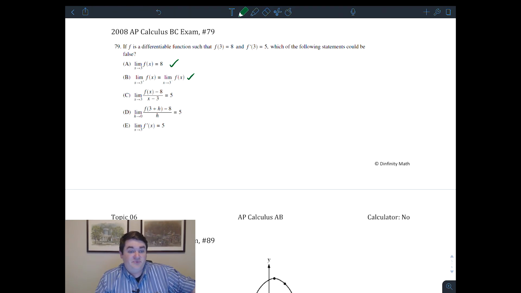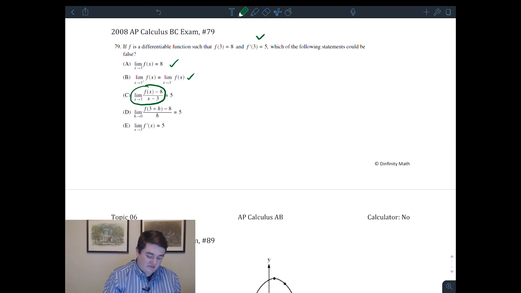So that's definitely true. C, the limit as x approaches 3 of f of x minus 8 over x minus 3 is 5. What we need to recognize right here is that this is the limit definition of derivative at a point, specifically at x equals 3. This is f of x minus f of 3 over x minus 3. So is the derivative at 3 5? Yeah, it is. So C is absolutely true.